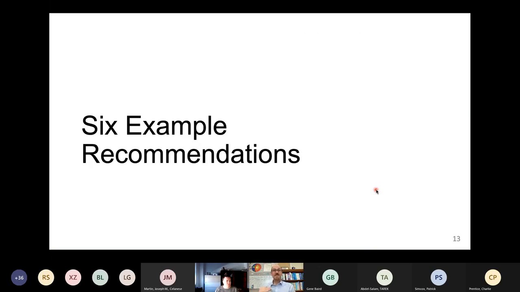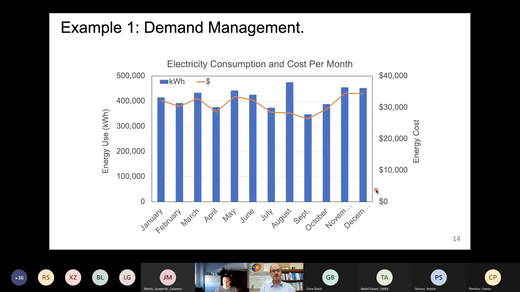Okay, so now 6 example recommendations is what we're going to do for the rest of this webinar here. One is demand management. This is one that does not apply only to wastewater treatment, but we have a ton of data available to us, and some of the key data is our demand data. So when we go to facilities and we ask them for 12 months of energy bills, we do an analysis. So here's the energy use in kilowatt hours. So kilowatt hours is the energy unit. And then here's the energy cost. So the part of the bill that is charged just on the kilowatt hours side.